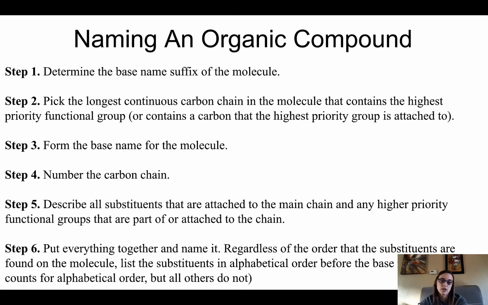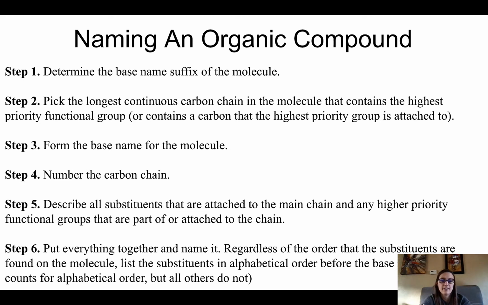Step 4 is to number the carbon chain. And so in order to number the carbon chain, we have to make sure we pay attention to the substituents, so the groups that are attached to the longest chain. If the molecule has one of the functional groups that's priority 1 through 4, we want to make sure that we start the numbering closest to that functional group as possible. If it's just an alkane, then we just number on the side closest to the first substituent.